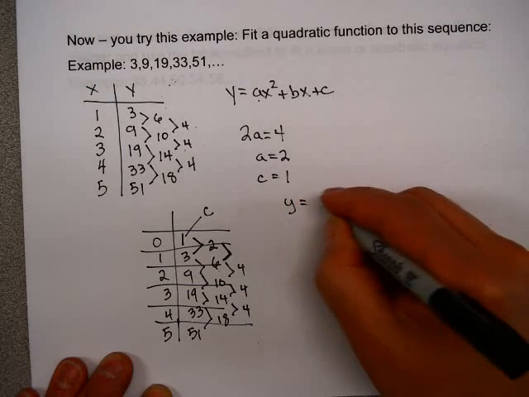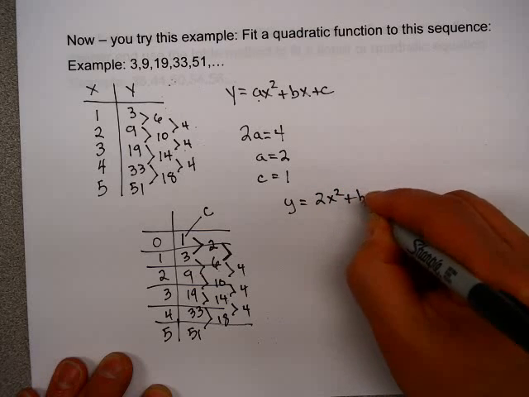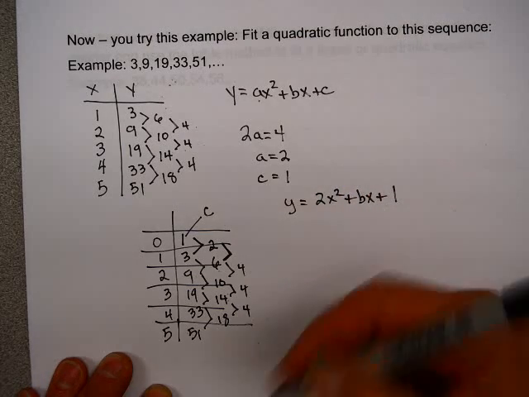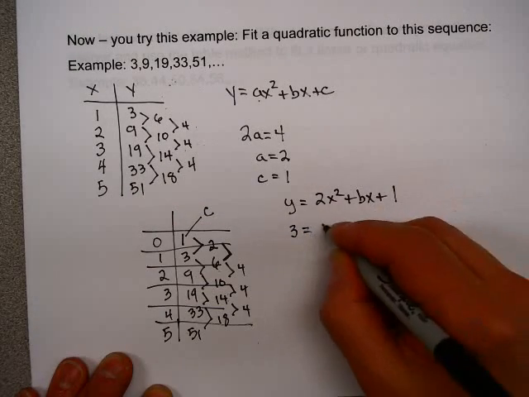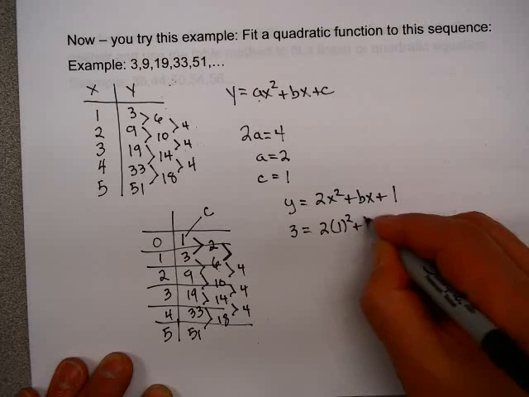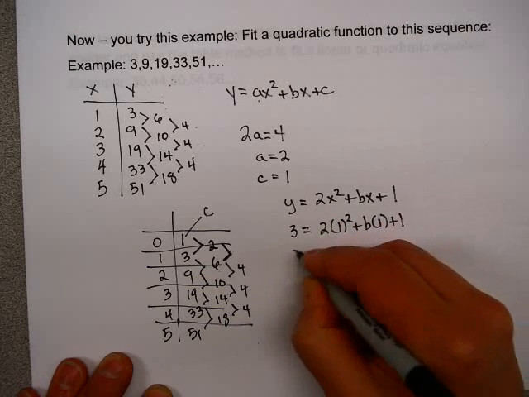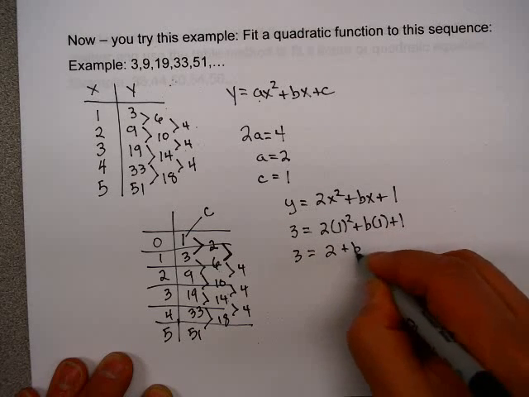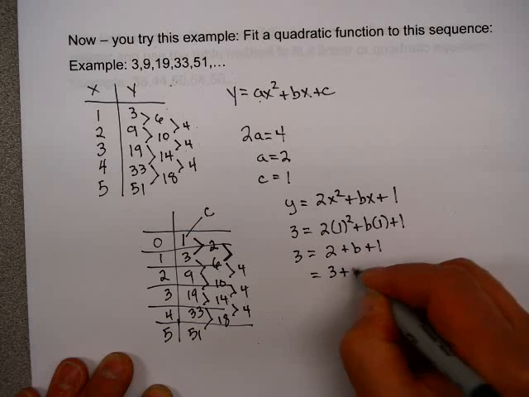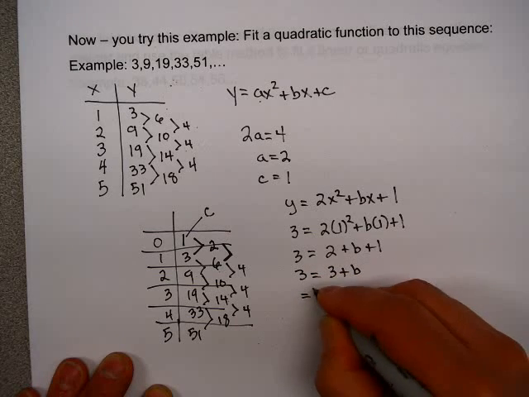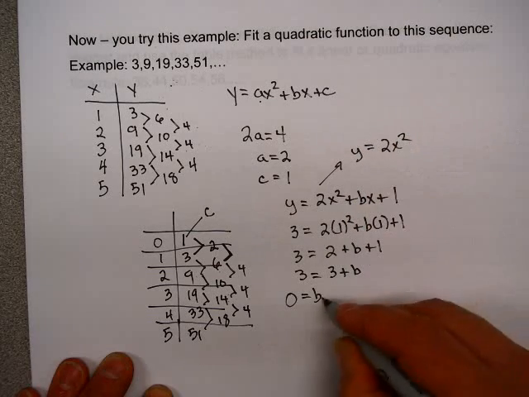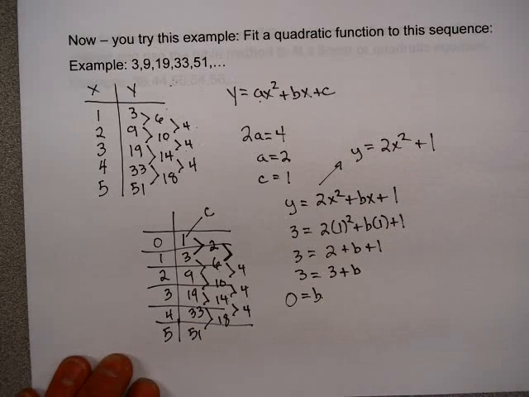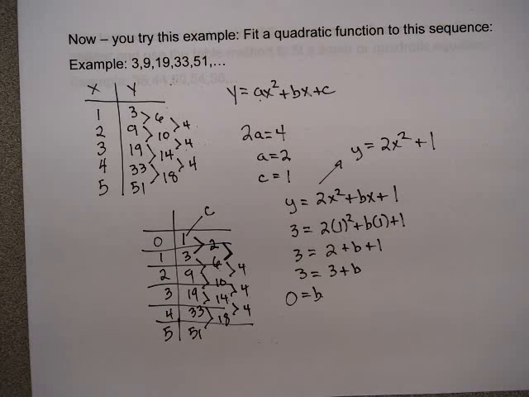So I can write down what I have. Now plug in a point from the table. Let's just pick 1, 3 again. Might as well be easy. 3 is Y, 1 is X. That gives you 3 equals 2 plus B plus 1. 3 equals 3 plus B, or B equals 0. So final equation, Y equals 2x squared plus 0x plus 1. That is my quadratic equation. I hope you have found this video useful in solving some of these problems.